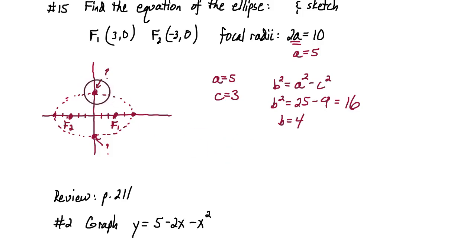We now know that this dot right here is located at 0, 4, and that this dot is located at 0, negative 4. We can make our equation. X squared over a squared, so that's 25, plus y squared over b squared, that's 16, equals 1.